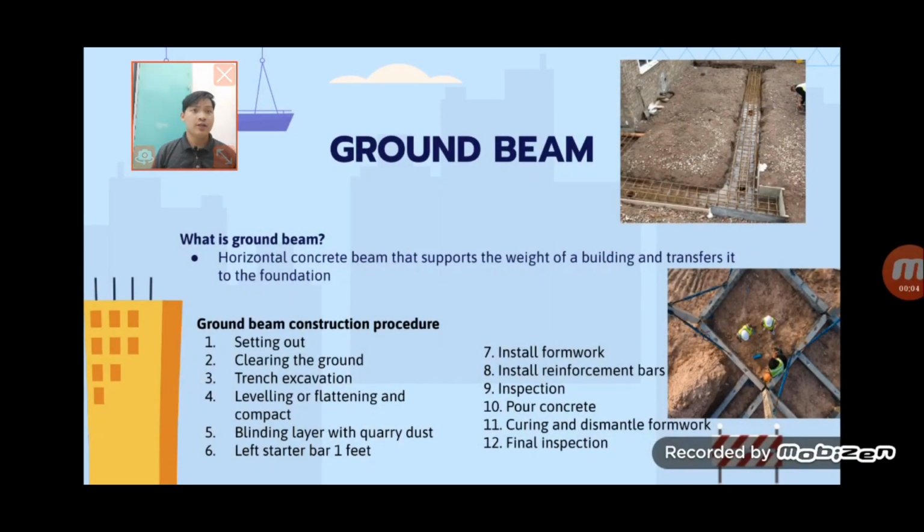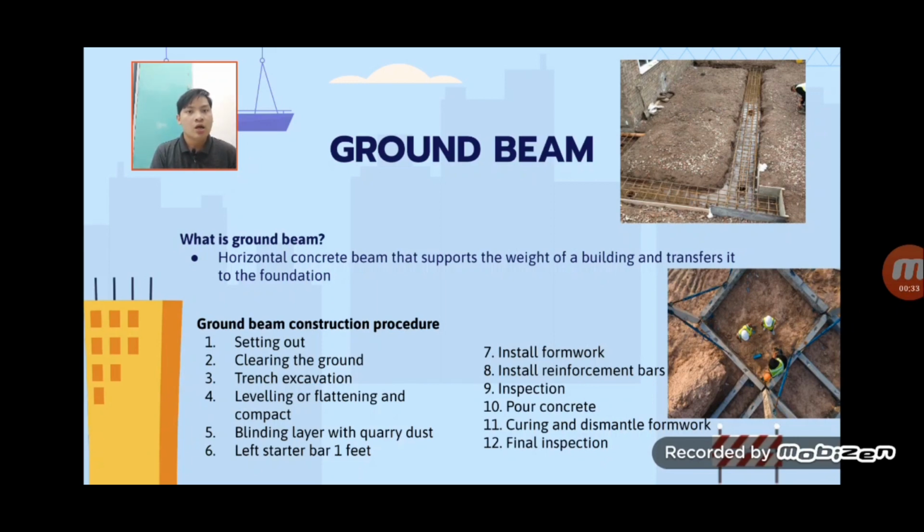The simplest explanation of a ground beam is a horizontal concrete beam that supports the weight of a building and transfers it to the foundation. The construction procedure for a ground beam involves several steps, including setting out, clearing the ground, trench excavation, leveling and compaction, installing a blinding layer, leaving a starter bar, installing formwork, installing reinforcement bars, inspection, pouring concrete, curing, and final inspection. It is important to follow the steps in the correct sequence to ensure a stable and durable foundation of the building.